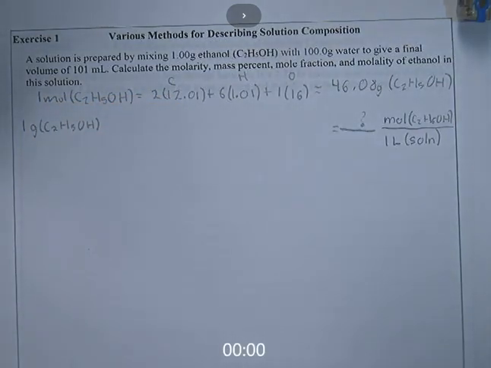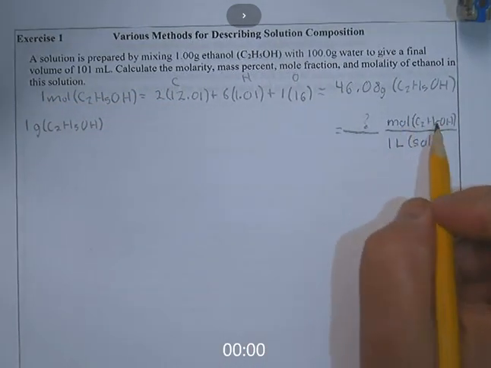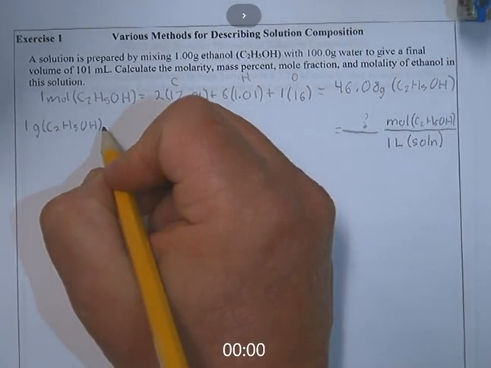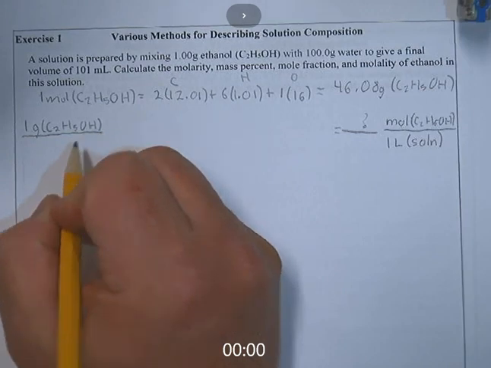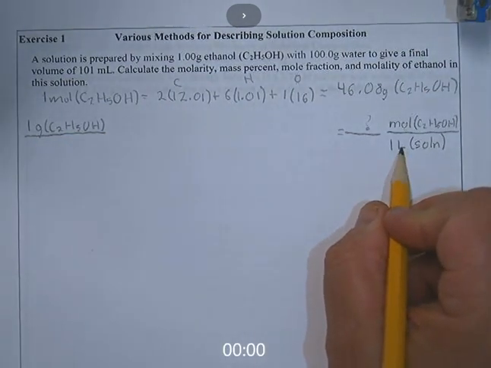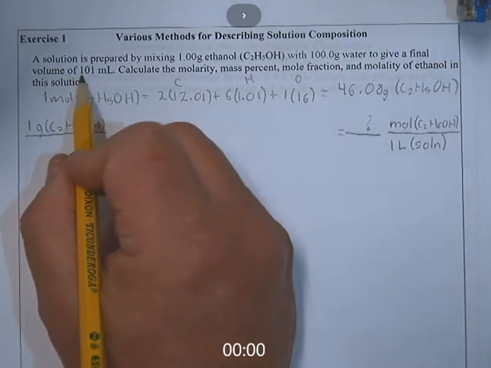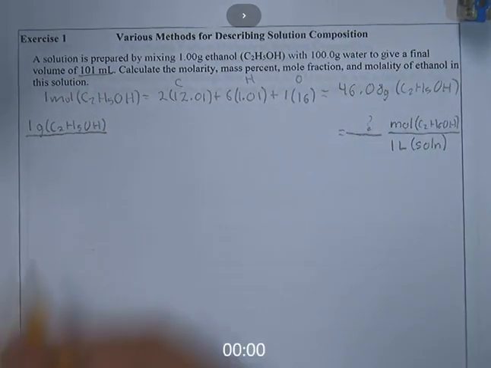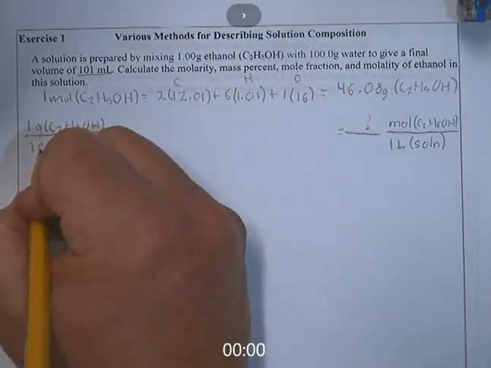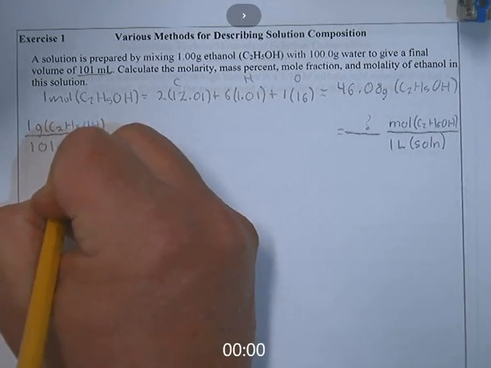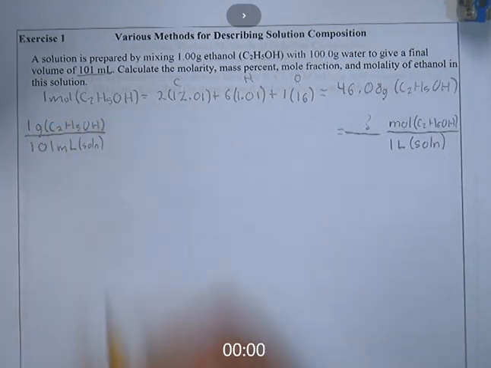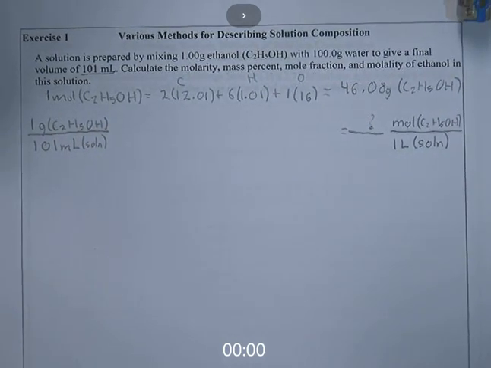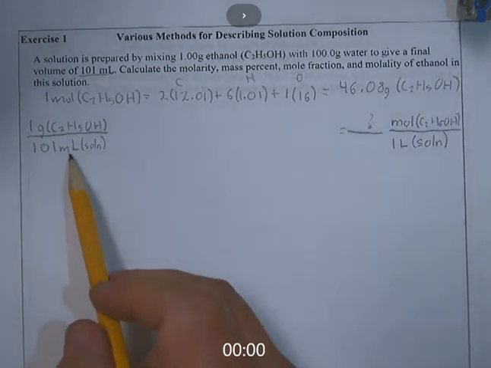Okay? So we need to get moles of ethanol. By the way, we're trying to find liters of solution. Well, we know that we have 101 milliliters of solution, so let's write that down here: 101 milliliters. Be sure you put solution, because it could be milliliters of ethanol, it could be milliliters of water. So right now we have grams over some form of liter.